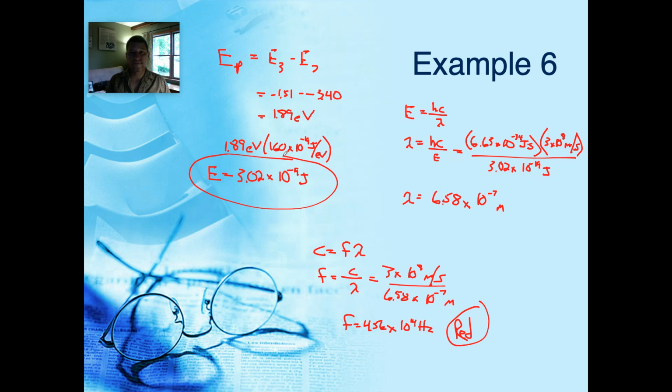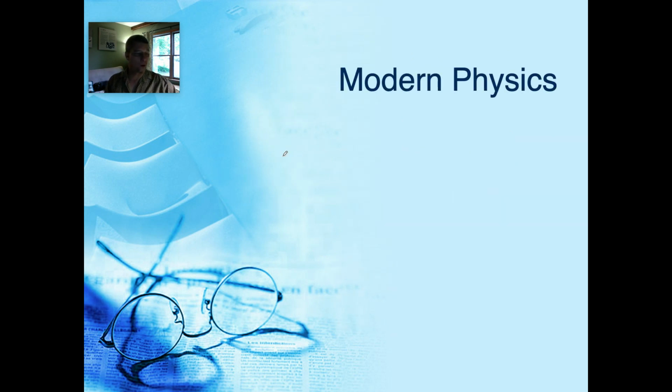Okay, now for homework, gentlemen, please, by the end of the day today, do questions numbers 5 through 7 on the modern physics homework sheet. Okay, numbers 5 through 7 on the modern physics homework sheet.